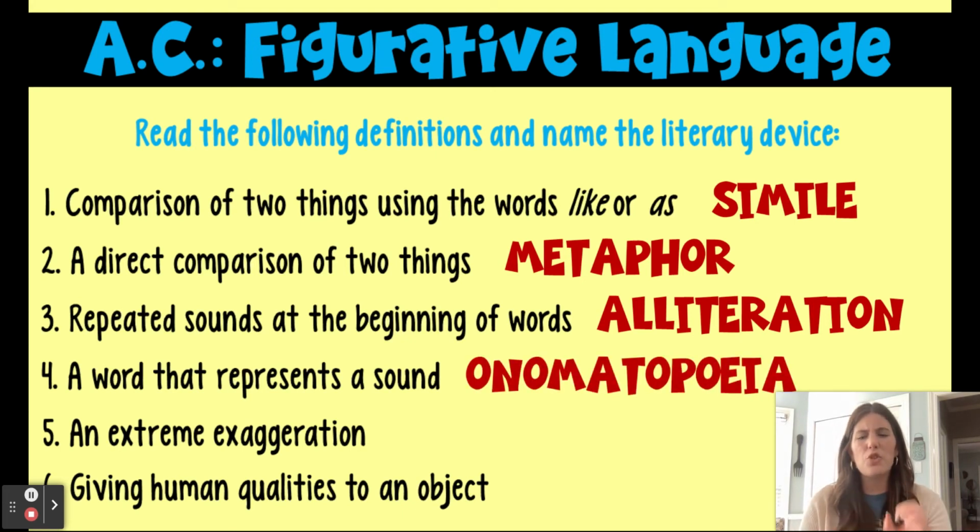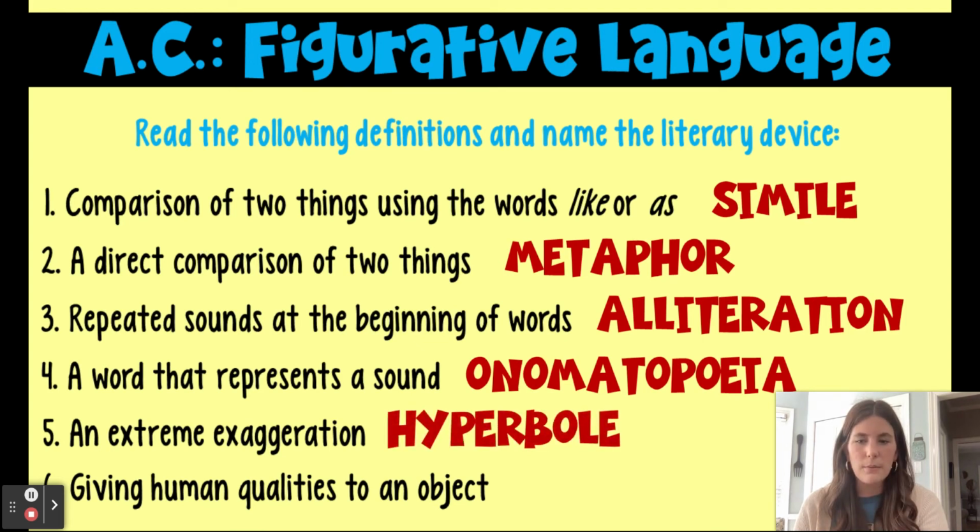Now, what about an extreme exaggeration? We've heard of this before. Exaggeration. This is that type of word that we said authors will use in their persuasive or opinion techniques. You're right, it's a hyperbole. Now, what about this? Giving human qualities to an object, meaning that something that's not living and not alive is acting or speaking like a human. We're giving them human qualities. What would that be an example of?